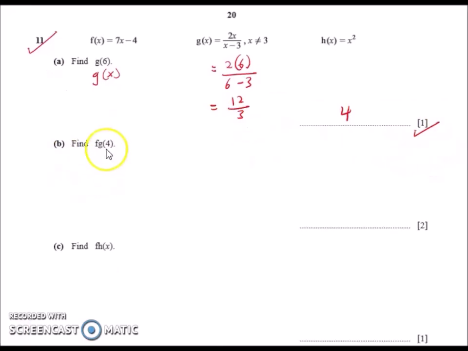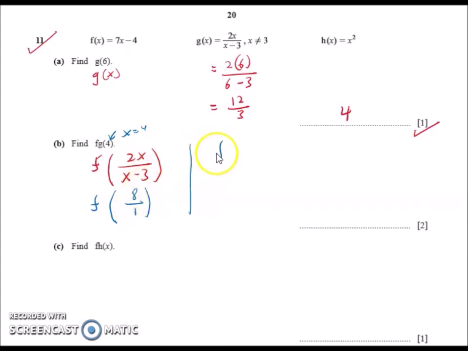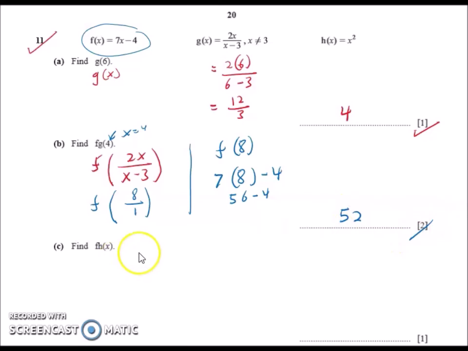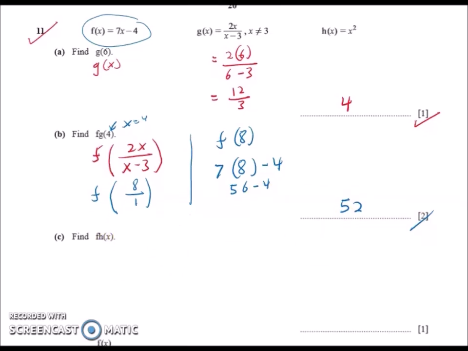And then for the next question, here is fg. So we substitute the g here, which is 2x over x minus 3. And remember that the value of x here is given by 4, right? So we just have to substitute this. Substitute the value of x with 4: 8 over 4 minus 3, which is 1. So it will be f(8). So we substitute 8 inside this function. So it will be 7 times 8 minus 4. So you'll be getting 56 minus 4. Your answer is 52 here. 2 marks for this.